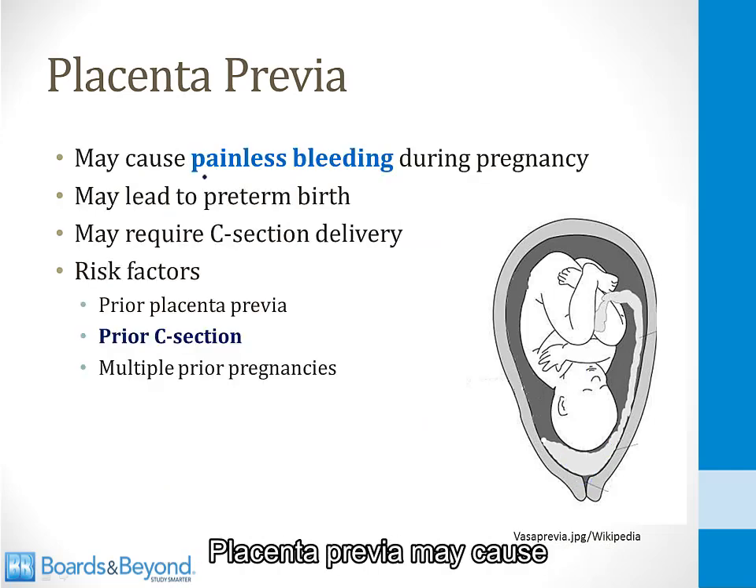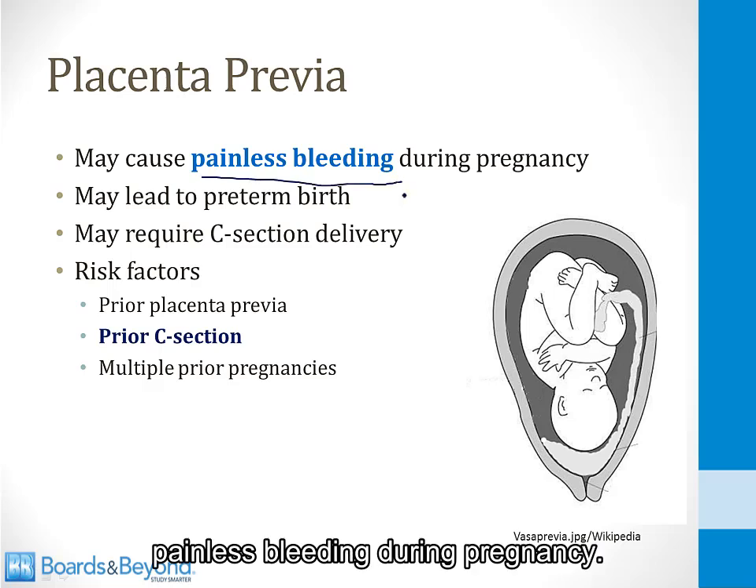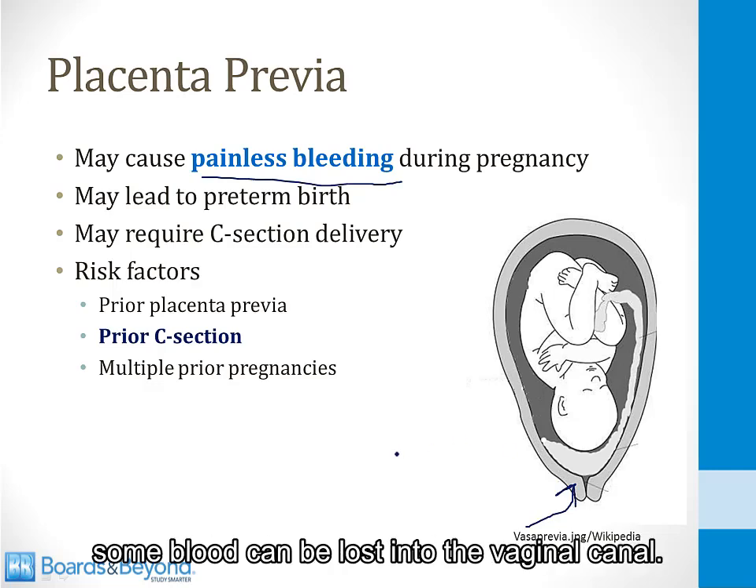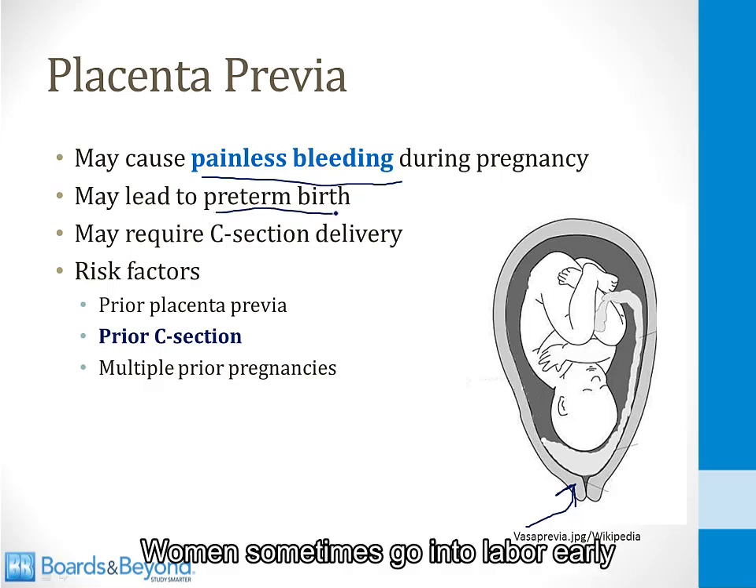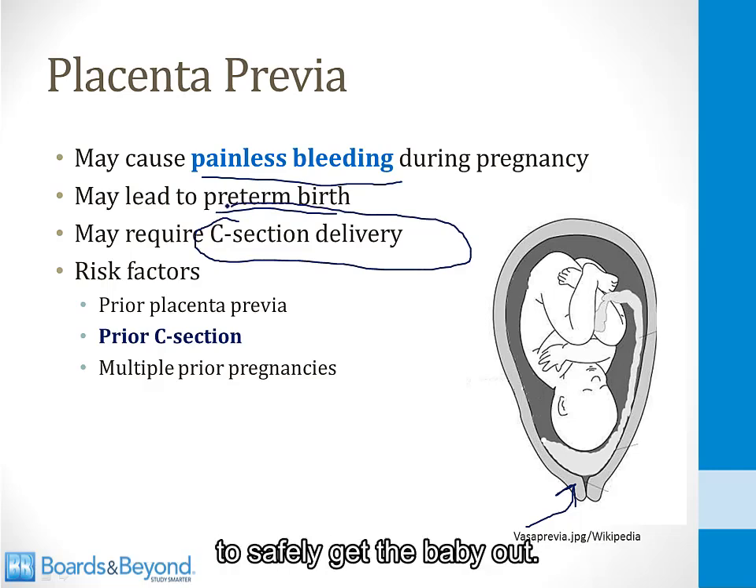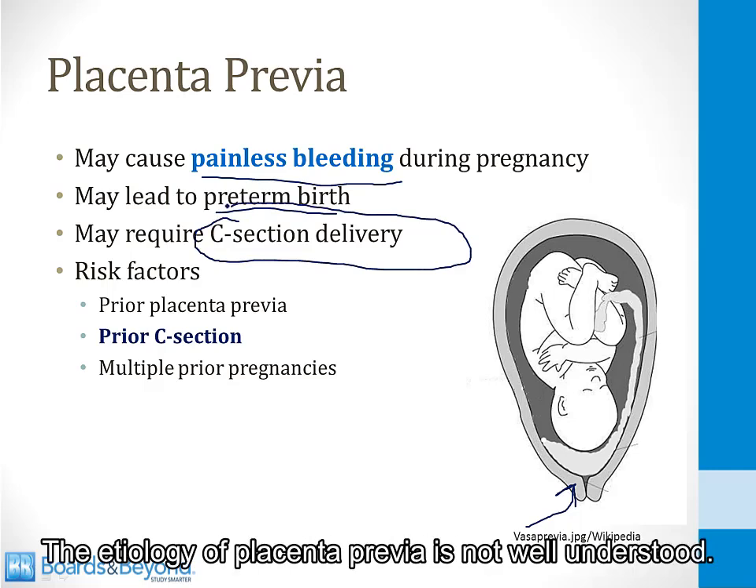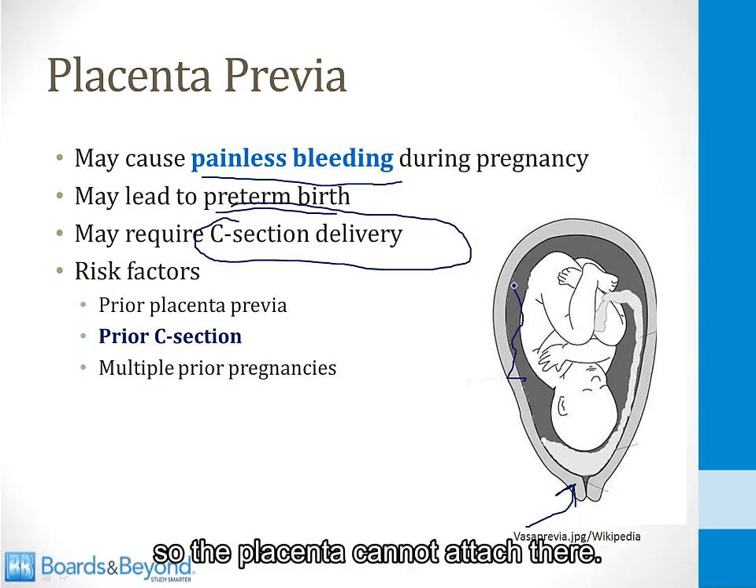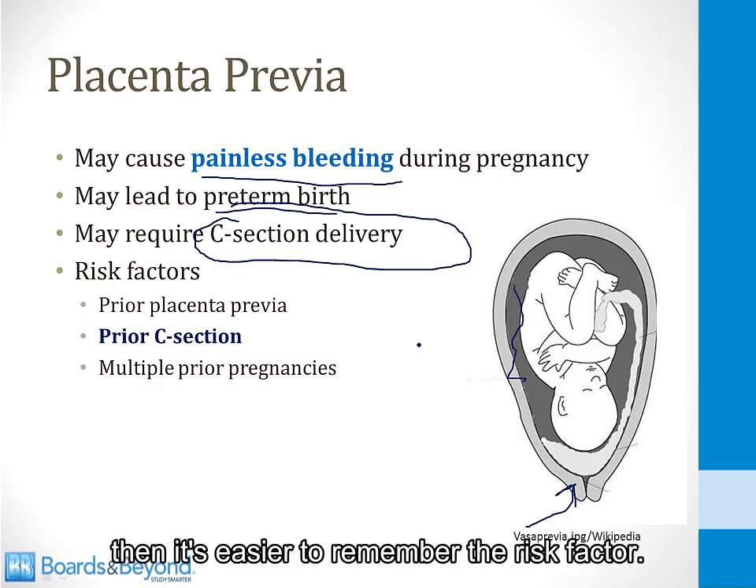Placenta previa may cause painless bleeding during pregnancy. The idea here is that with the placenta over the cervical os, some blood can be lost into the vaginal canal. It may lead to a preterm birth. Women sometimes go into labor early, and it often requires a C-section delivery to safely get the baby out. The etiology of placenta previa is not well understood, but one of the theories is that this happens when other parts of the uterus are abnormal, so the placenta cannot attach there. And if you know that, then it's easier to remember the risk factors.